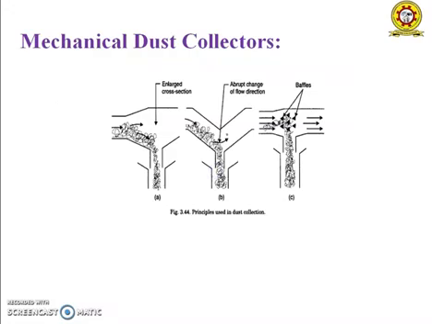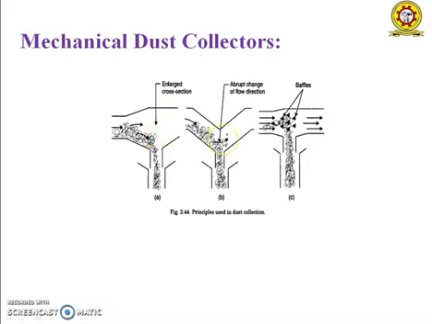In that, first one is mechanical dust collectors. The basic principle of mechanical dust collectors is shown in the figure. There are three principles here: A, B, C. The first one represents an enlarged cross-sectional area to slow down the gases, which gives the heavier particles time to settle down. As the area is very large, the heavier particles settle down easily and very fast.